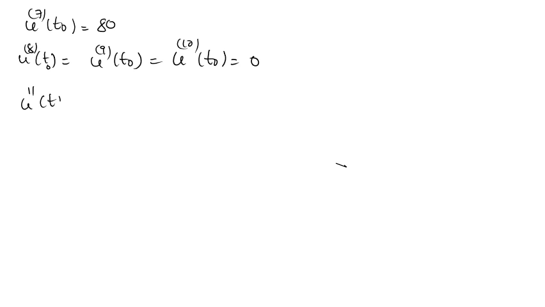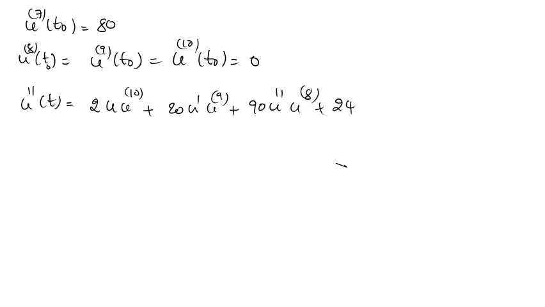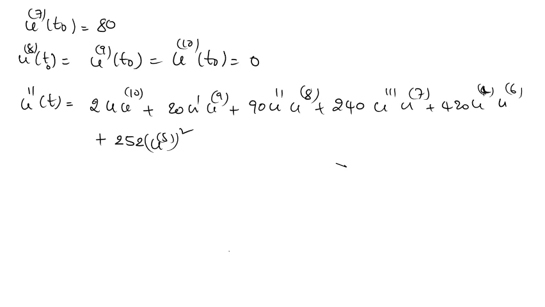And what is the 11th derivative? The 11th derivative is 2u 10th derivative plus 20u dash u 9th derivative plus 90u double derivative u 8th derivative plus 240u triple derivative u 7th derivative plus 420u 4th derivative and 6th derivative plus 252u 5th derivative whole square. This is the u 11th derivative. The u 11th derivative at t naught is equal to what? The value is 38400. 38400. Therefore, equation 1 becomes, what is this one?